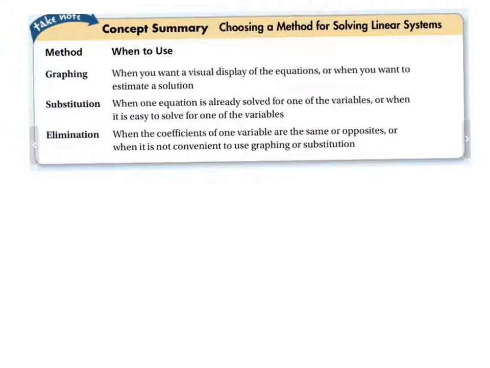Alrighty, we're on to 6-4. First off, 6-4 does not have any new vocab. It's an application section. So we are going to discuss story problems, applications using these things. And I'm going to cover three major types of problems you've seen.